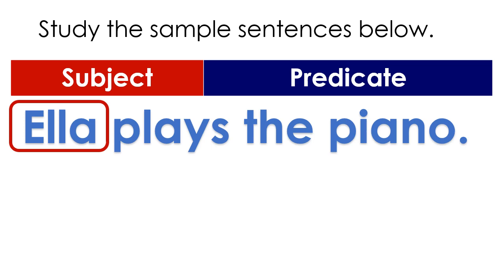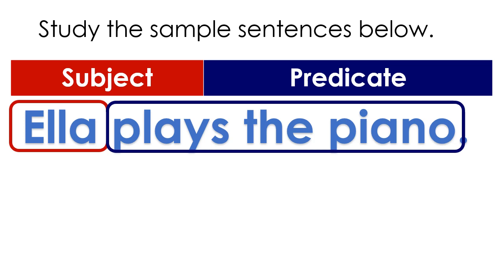Now, if there are words that explain or tell about Ella, that is the predicate. Pag sinabi natin predicate, ito yung nagsasabi kung ano yung ginagawa or kung ano yung tungkol dito sa subject. Kapag mayroon ganun, bukod dito mayroon pa tayong period, that is a sentence.